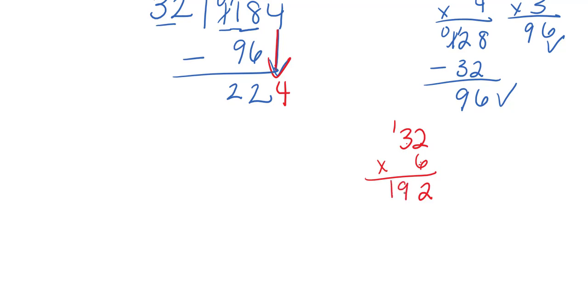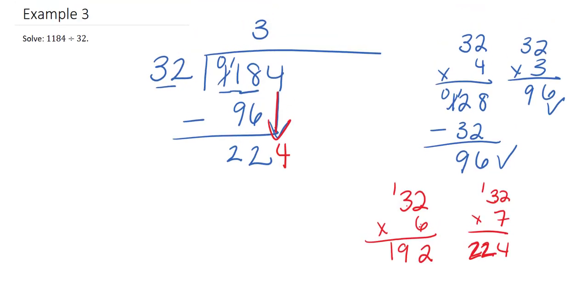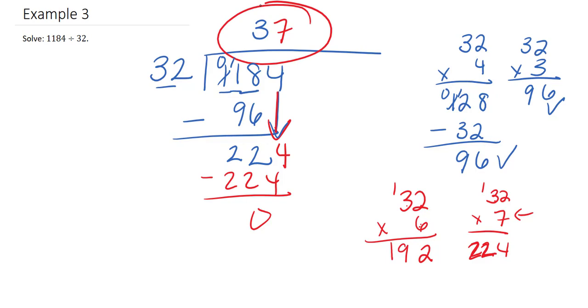So we have 192. So let's go ahead and go 32 times 7, or we could just go ahead and add 32. Well, 2 times 7, 14, carry the 1, 3 times 7, 21, plus 1 is 22. So now we have 224. So this is 7 times. So 32 can go into 224 7 times. We go ahead and subtract. We get 0. So our answer is 37.